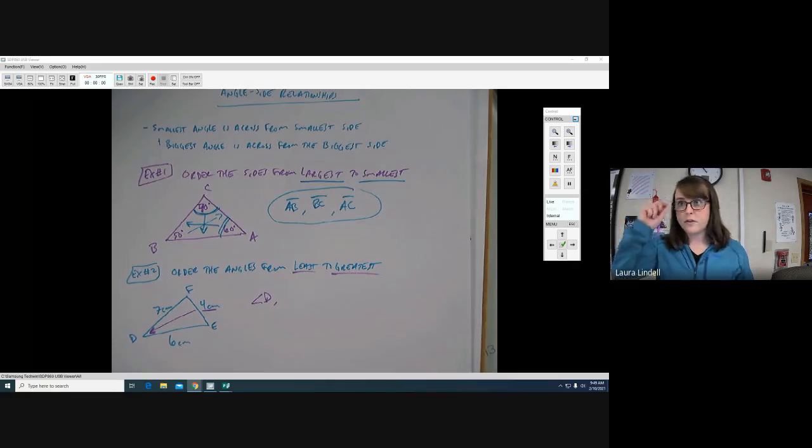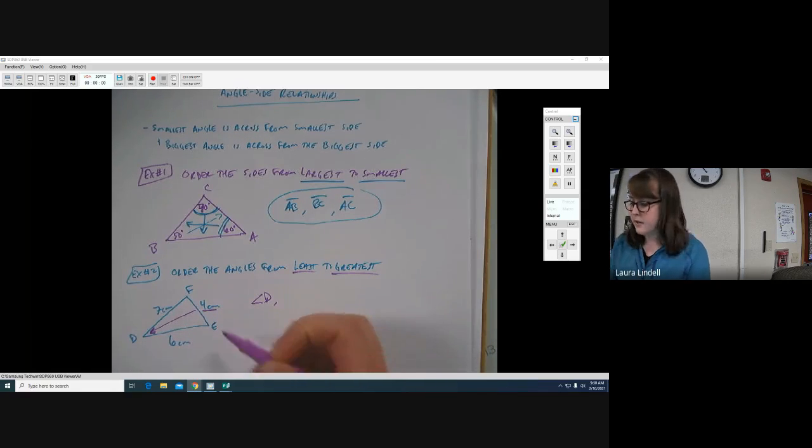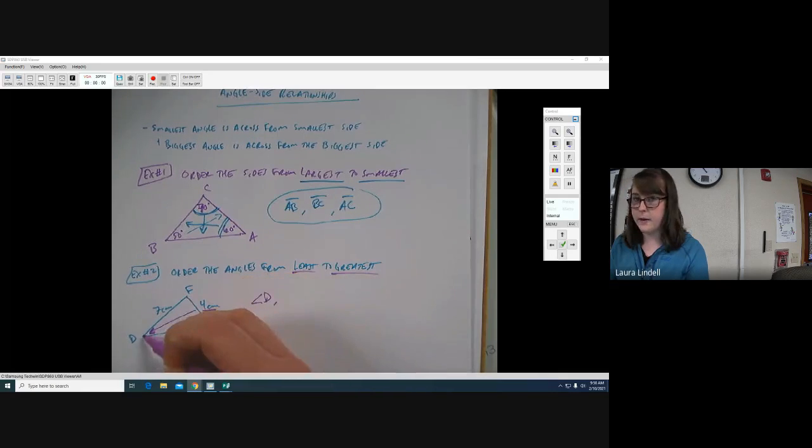Also, if you're confused about how you tell what something is across from, whichever angle is not touching the side is the one that it's across from. So for example, the ends of this side touch E and F, but it doesn't touch D. So D would be the one that it's across from.